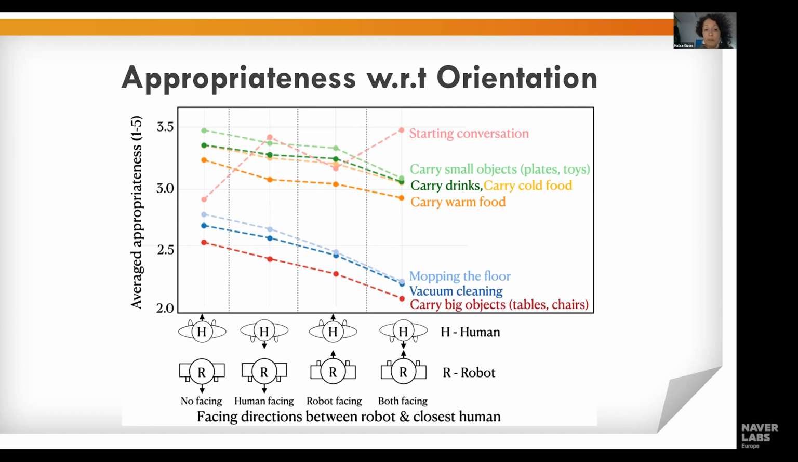Other appropriateness levels also change depending on whether they're facing each other. If they're not facing one another, things like mopping the floor, vacuum cleaning, and so on are appropriate. If they're facing one another, they become less appropriate, and so on.